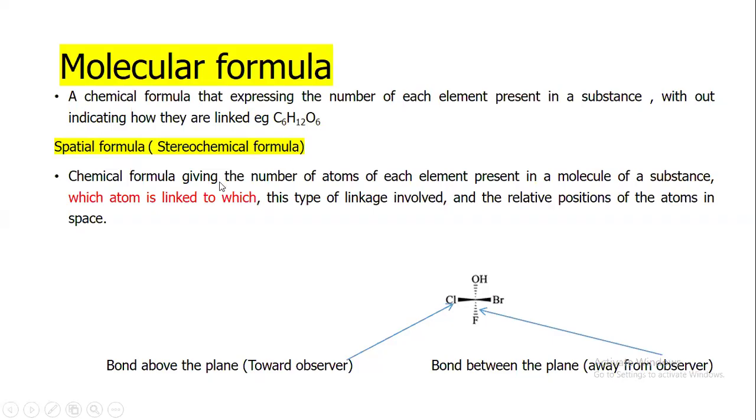Spatial formula, stereochemical formula, a chemical formula giving the number of atoms of each element present in the molecule of the substance, which atom is linked with which. This type of linkage involves the relative position of the atoms in space. This is the bond behind the plane, away from the observer, and the bond above the plane, toward the observer.